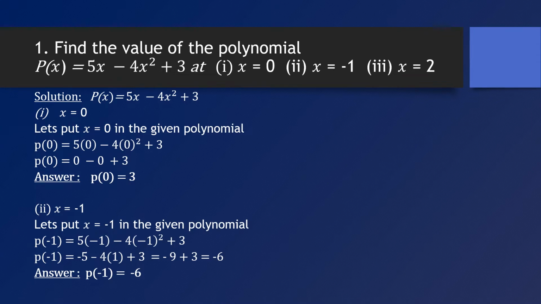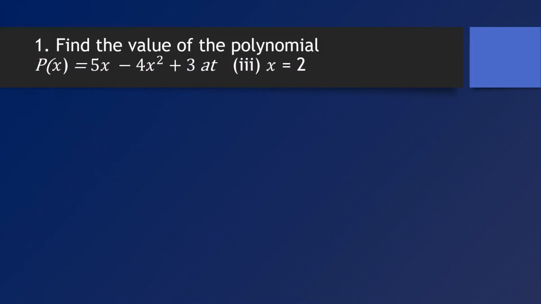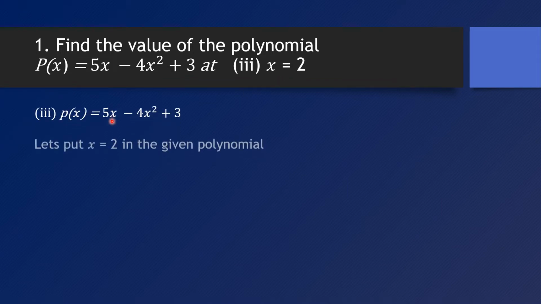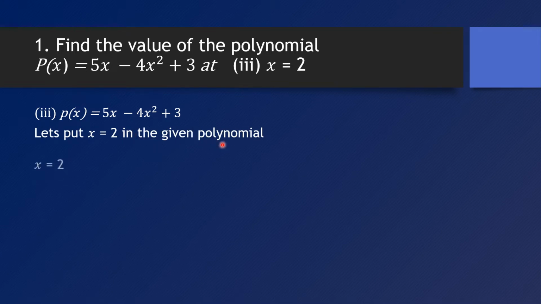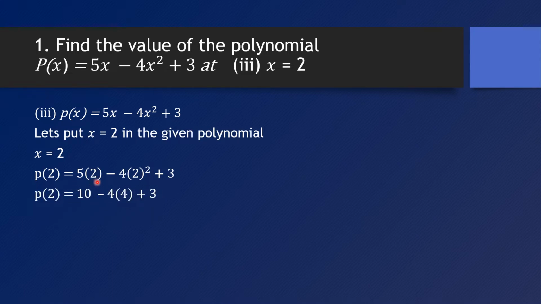Now let's move on to the third part of the question, which is to put x is equal to 2. So let's put x is equal to 2 in the given polynomial. Once you do this, you will get p of 2 is equal to 5 into 2 minus 4 into 2 square plus 3. When you reduce this equation further, 5 into 2 will be 10 minus 4 into 4 is 16 plus 3. So it will give you 10 minus 16 plus 3, that is -6 plus 3, which is equal to -3. So the answer for this third part is p of 2 is equal to -3.